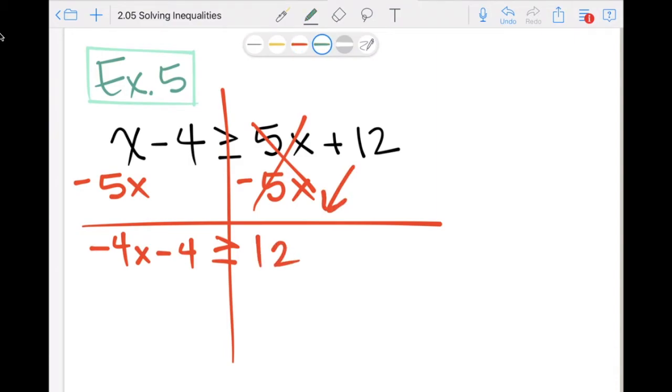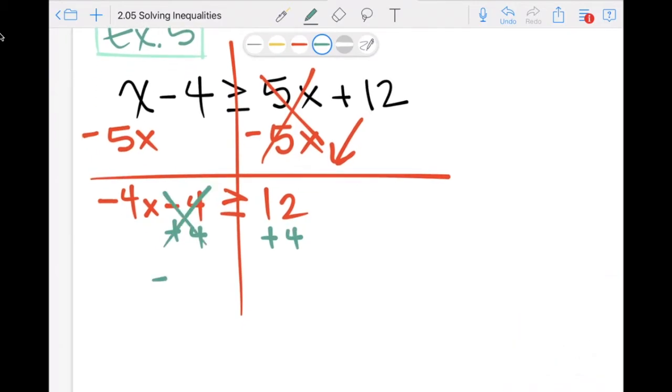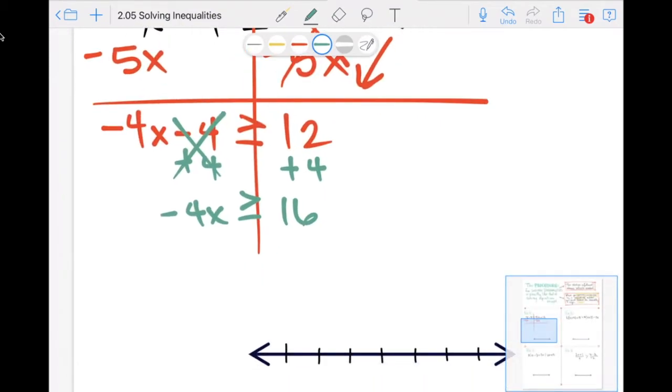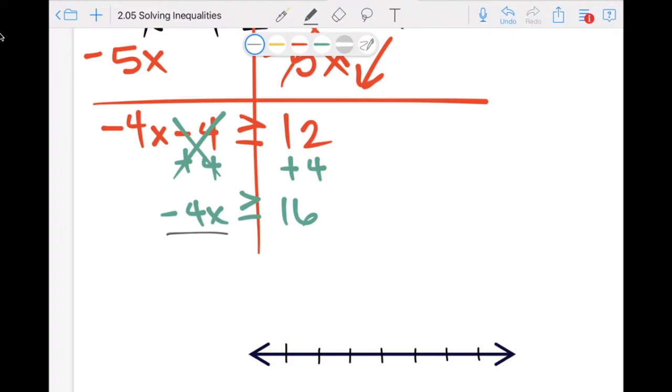Next, we want to get our x value isolated, so we're going to add 4 to both sides. So then we'll have negative 4x is greater than or equal to 16. Now, to get x by itself, what's keeping it from being isolated is a negative 4. Negative 4 is multiplied, so we divide. Whatever we do to one side, we do to the other.